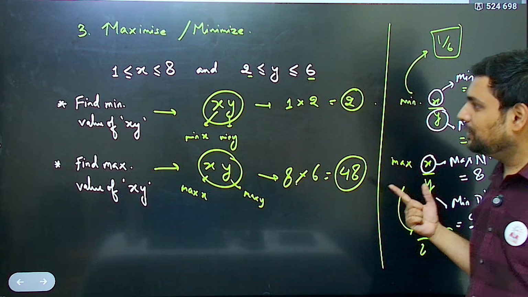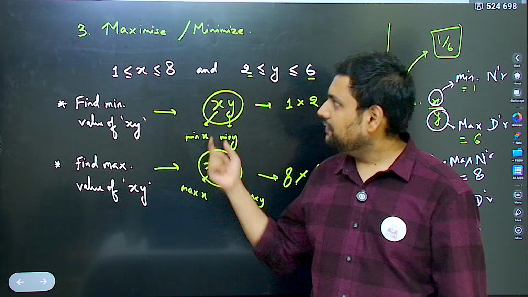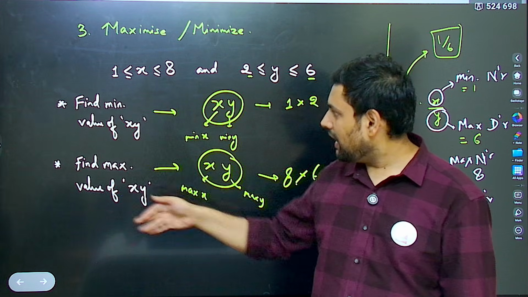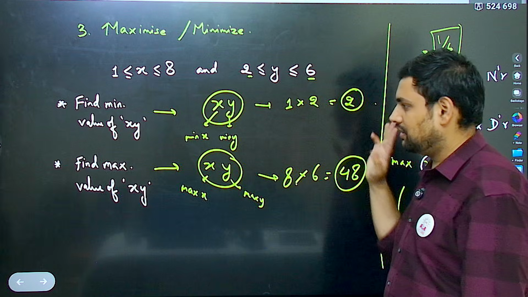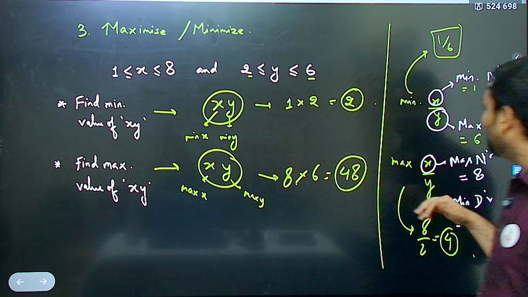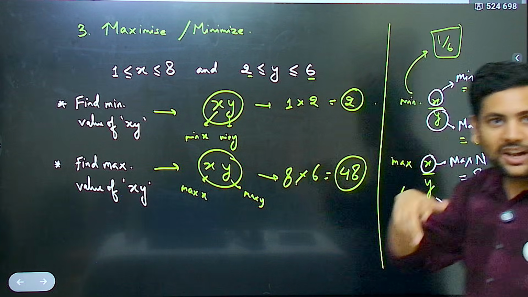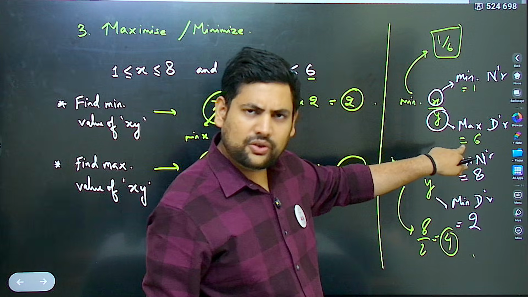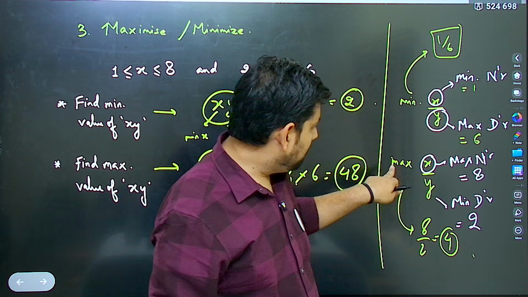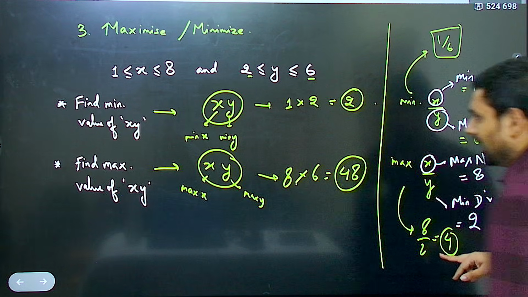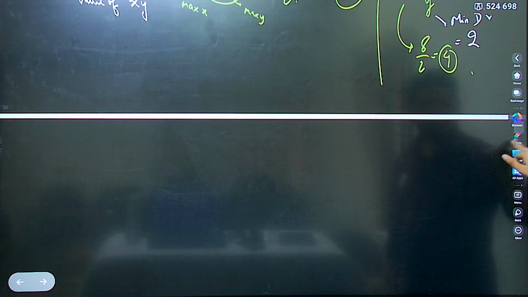maximize, minimize. If you remember how we used to do, if we had to, for example, minimize x and y, we will minimize x also, y also. Minimum, answer. Maximize x, y, maximum, answer. Now x by y, minimize, how will you do? Minimize the upper part, maximize the lower part. Maximize the upper, minimize the lower. Correct? Now let's get to the question.